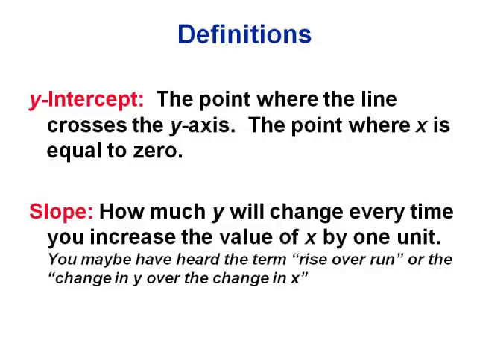The slope tells you how steep the line is. Every time you go to the right one, how far up does it go? And so that's your slope. You may have heard rise over run, change in y over change in x. They're all different ways of talking about slope.